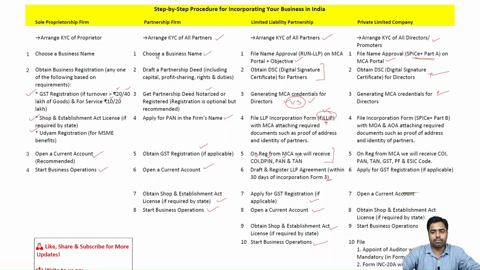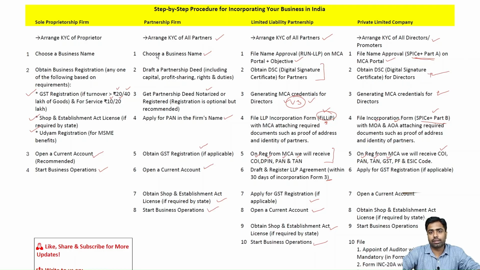Once the name approval comes, you have to go ahead for filing SPICe+ Part B. In that you have to file the MOA, AOA and attach the required documents such as proof of address and identity of partners. All those documents are required to be submitted to MCA through the SPICe+ Part B form. Once this is done, MCA will verify in the backend that the application you have submitted is complete and accurate. Then if it is satisfied, it will grant you a certificate of incorporation, PAN number, TAN number, GST.